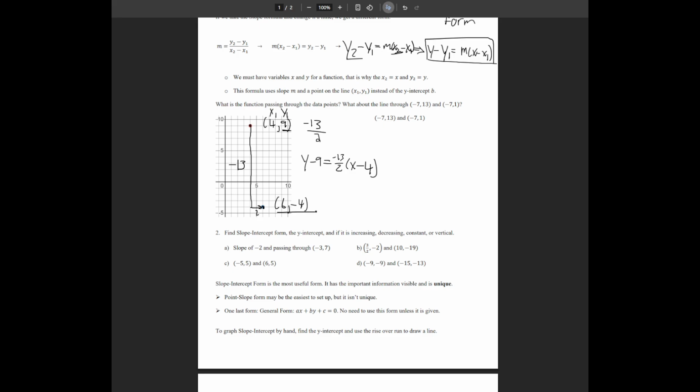I could also have used this other point and it will give me the same exact answer. I do y minus negative 4 equals negative 13 over 2 times x minus 6. Same line. This right here is subtracting a negative. This will be addition, so let's rewrite that. And that's it. This equation right here will give you the same exact line as this equation right here. That is our line in point slope form.